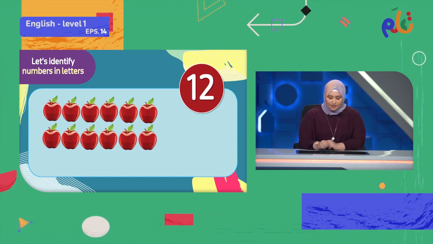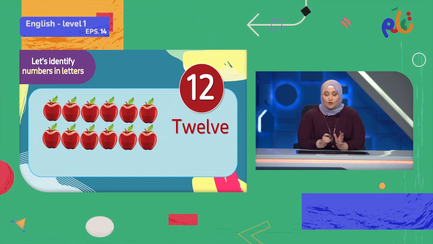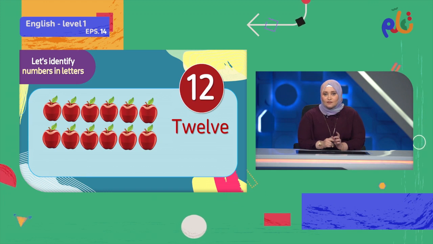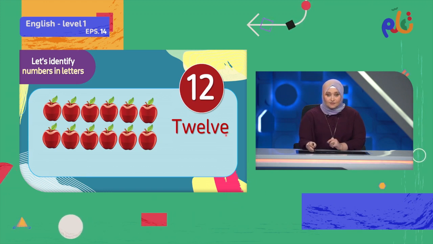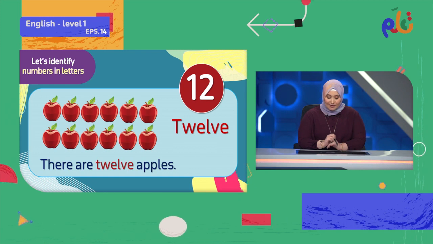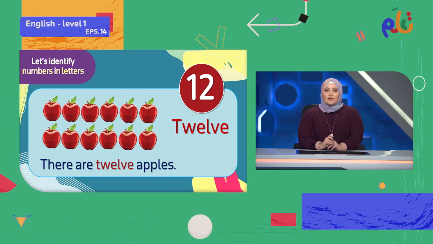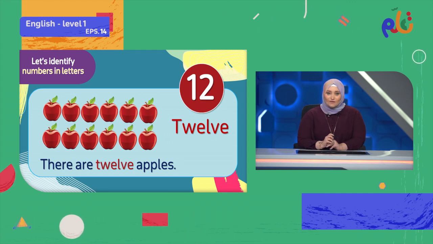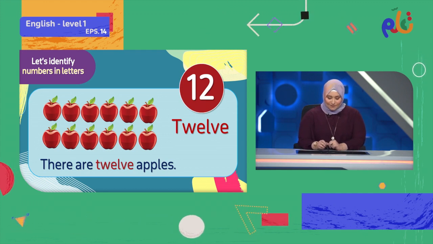12. How do we write 12? Let's see together. 12. Of course, the E at the end is silent. It's a magic E. We don't just say it, we write the E at the end. There are 12 apples.